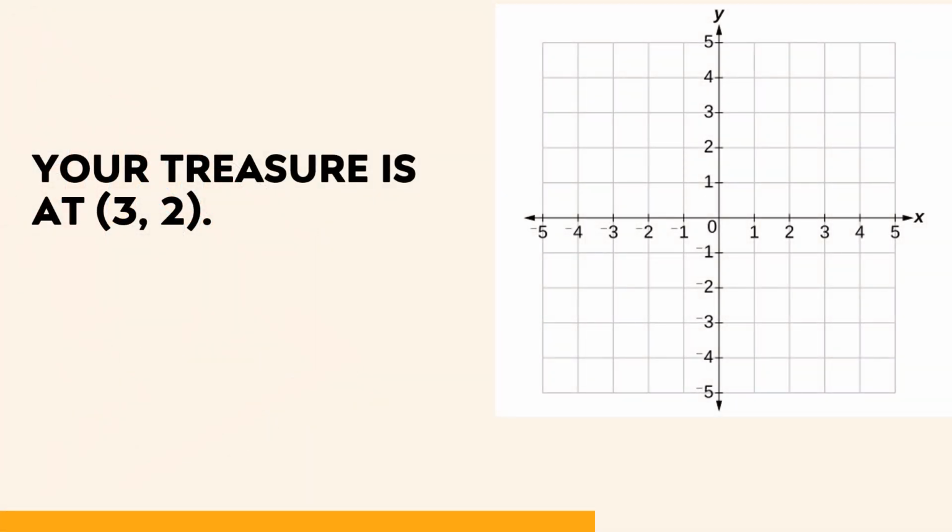Do you remember where to start? That's right. You begin at the origin, which is 0, 0, the center of the graph where the x and y axes intersect. Next you move to the right 3 units. Do you remember what to do next? That's right. You move 2 units or spaces up. Then, you place a dot at 3 along the x-axis, and 2 along the y-axis. This is where you will find the treasure.